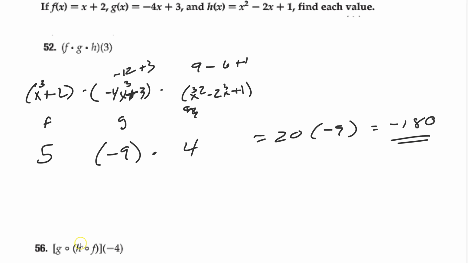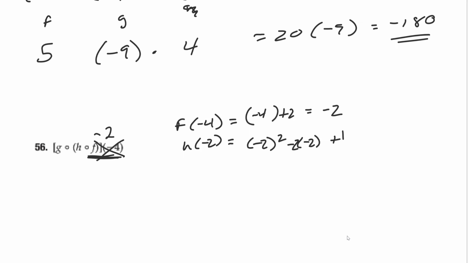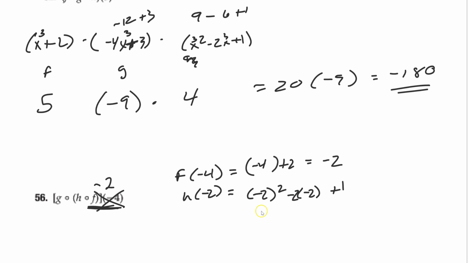And then over here we have g of h of f of negative 4. So see how there's 3 of them? Well, same process. Work your way inside out. So do f of negative 4 first. Plug negative 4 into f. So negative 4 plus 2, so negative 2. So this part's done. That's just negative 2. Now h of negative 2. So negative 2 squared minus 2 times negative 2 plus 1, which is going to be 4 plus 4 plus 1, so I get 9.